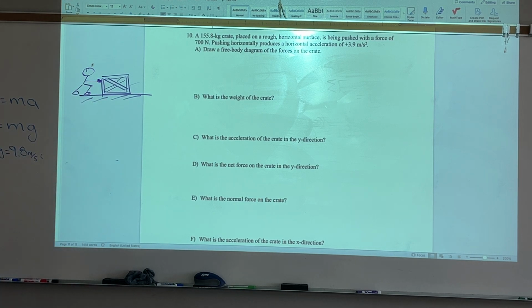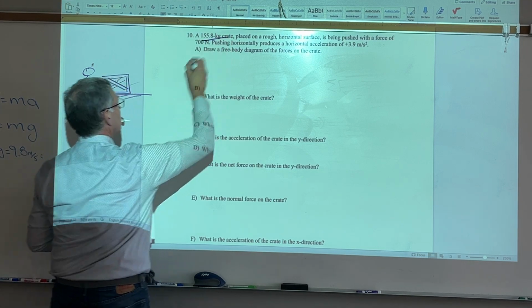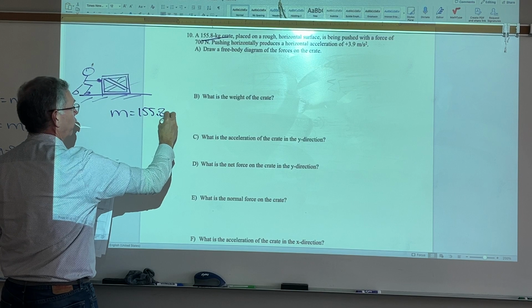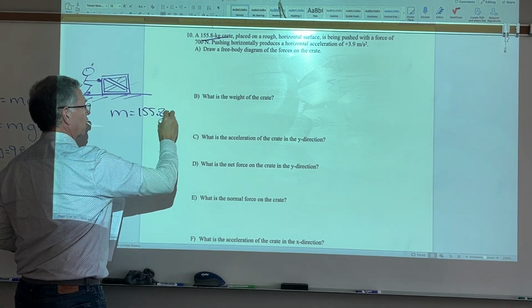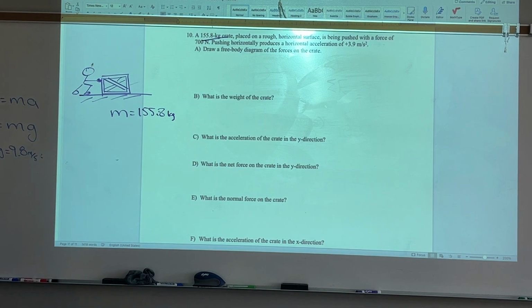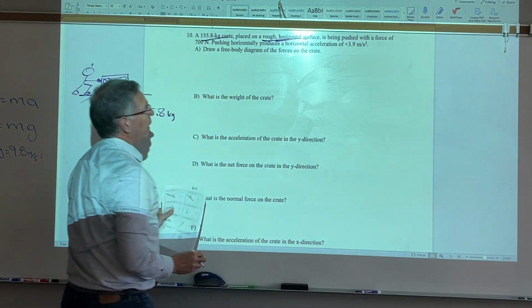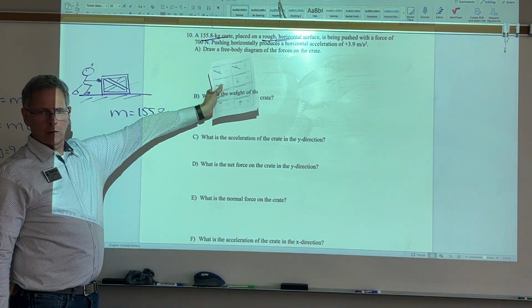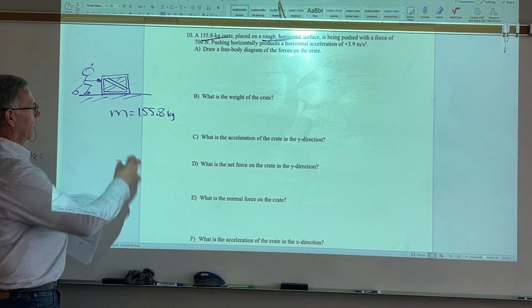Okay, so this time it's not a rock, it's a crate. All right, so we're given the mass, 155.8 kilograms is my mass. It does say there's a horizontal rough surface. Okay, what does a rough surface mean? If it's sliding across a rough surface, there's friction. Okay, right, there is friction.